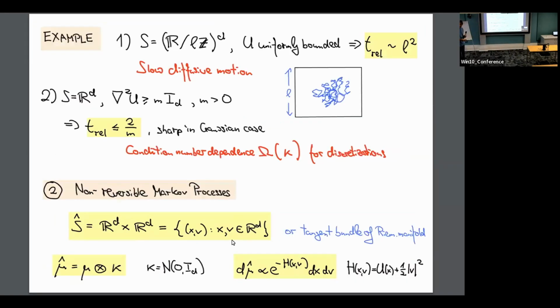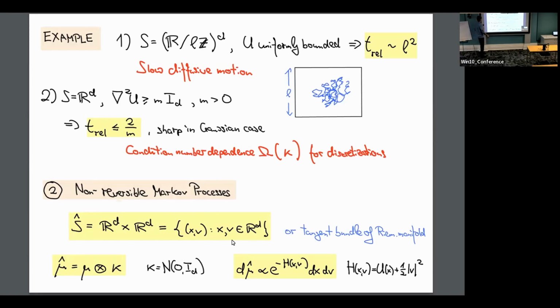Now, what is the problem with this? The problem is that since this motion is diffusive, it's also somehow slow. So, for example, take for the state space now a torus of side length L. Then assume your potential is uniformly bounded, could be even 0. If it's 0, you just have a Brownian motion. And then your relaxation time will be of order L squared, where L is the side length of the torus. So it's rather slow because it has this random walk type behavior.